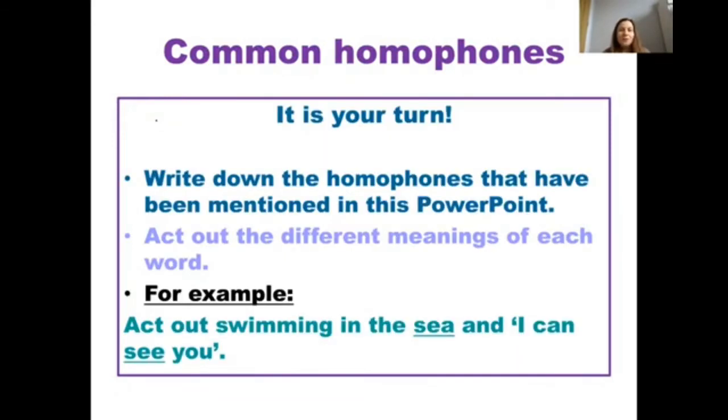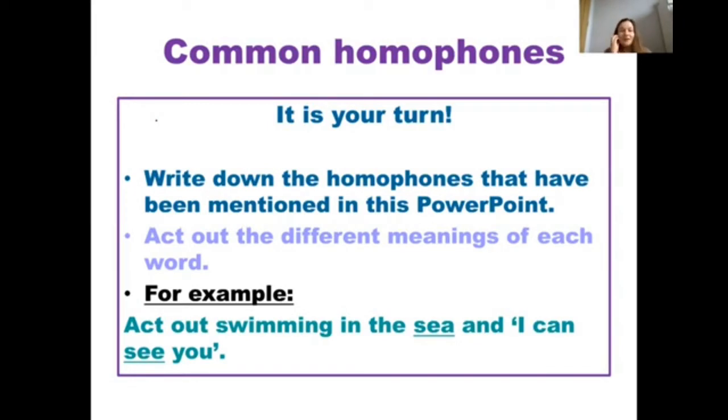Okay, so now it's your turn. Write down the homophones that have been mentioned in this PowerPoint. Can you remember some of the homophones? Write them on your piece of paper. And then you can try and act out the different meanings the way I showed it. Like say, see, and then see the water. Or I know and no. So think about gestures and ways to act out the meaning of the word, so the person who listens to you can understand which words you mean.